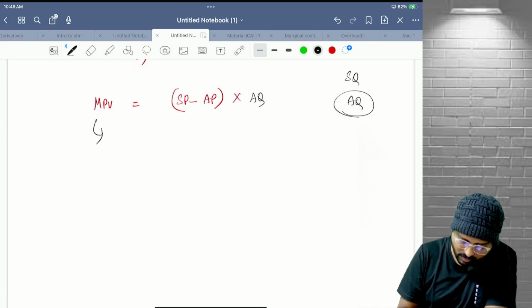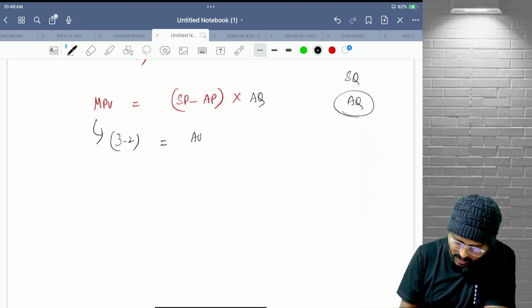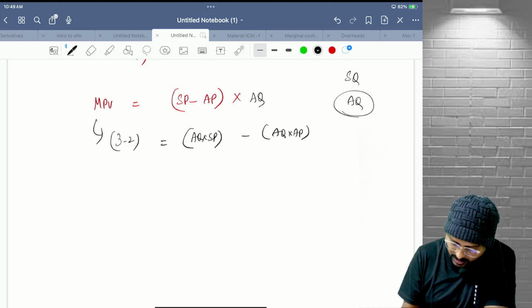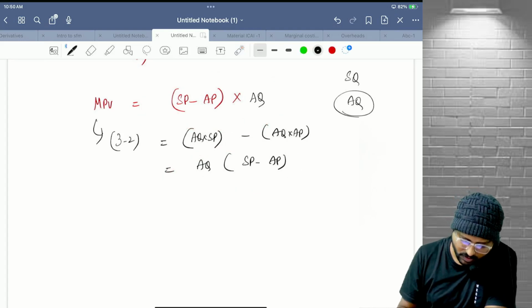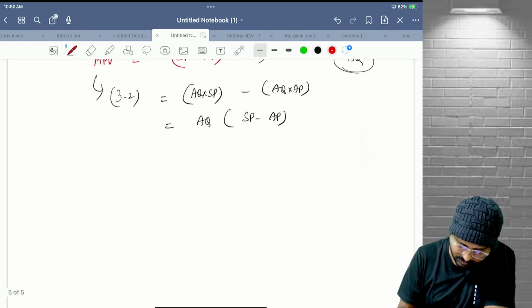Now if you go with the formula, what is the formula, Nana? 3 minus 2. Correct? What is 3? AQ into SP. What is 2? AQ into AP. Correct? What is constant here? AQ into (SP minus AP). Correct? Exactly, we have got the same. Now moving on to the next one. What is the next one we have?